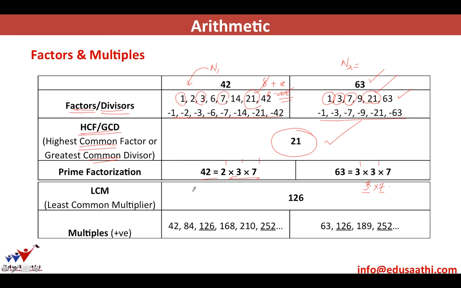Looking at multiples, it will be 42 into 1, 42 into 2, into 3, into 4, into 5, into 6. Similarly, 63 into 1, into 2, into 3, into 4 and so on. If I look at the least number which is common in both these multiple series, that will be termed as LCM. To find the LCM with prime factorization form, I look at 2, which is there once, 3 which is there a maximum of twice, and 7 which is there a maximum of 1 time. This will be the answer for the LCM.